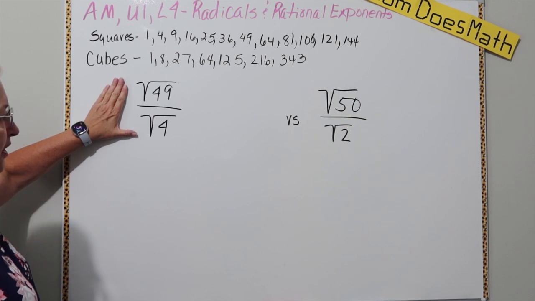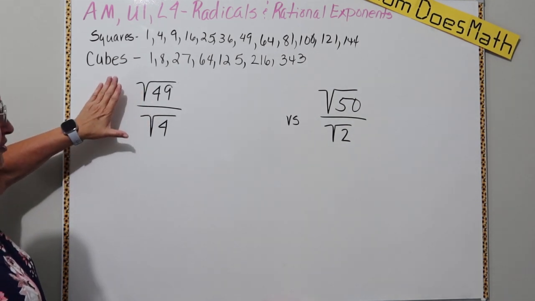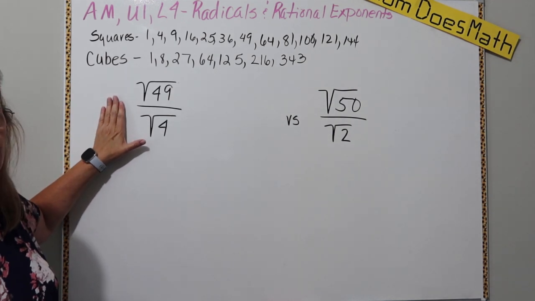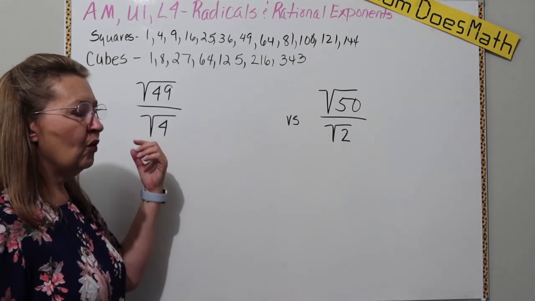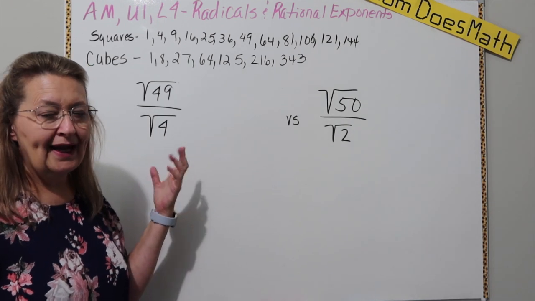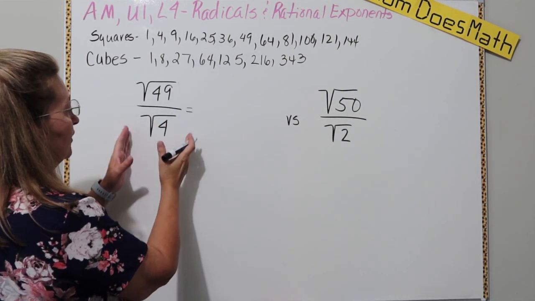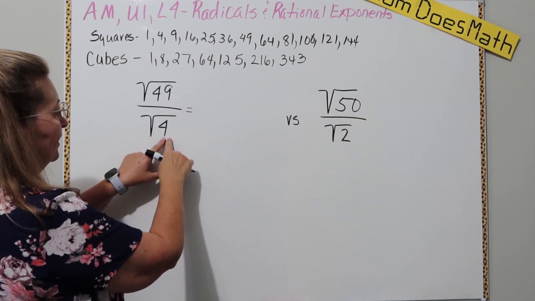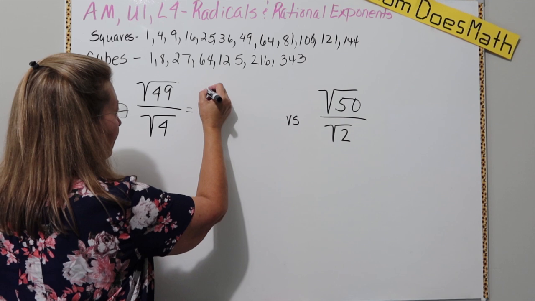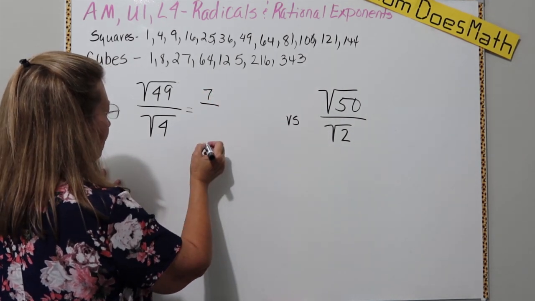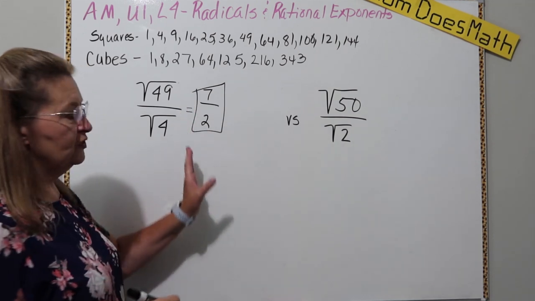If I have this problem here, both numerator and denominator are perfect squares. But 49 won't go, or 4 won't go evenly into 49. I can't divide 49 by 4. So the way you would want to solve this problem, since 49 is not a multiple of 4, what is the square root of 49? 7. And what is the square root of 4? 2. So your final answer here would just be 7 over 2.